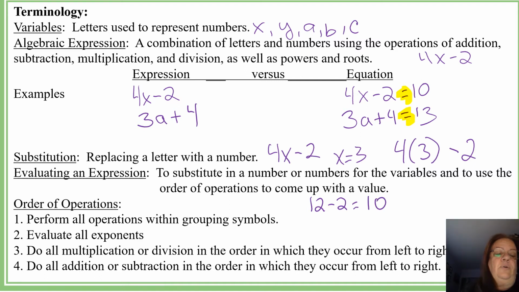All right, now, order of operations. You perform grouping symbols first, okay? So that's a G. Then you evaluate all exponents, E.